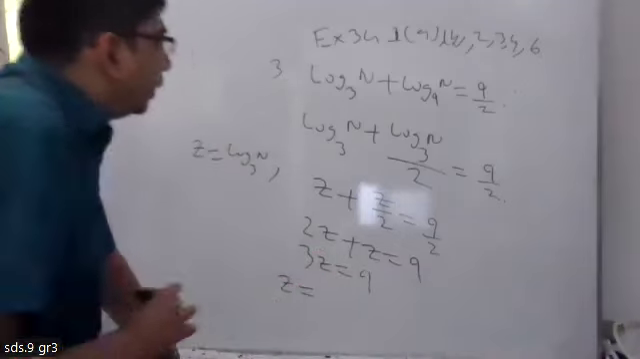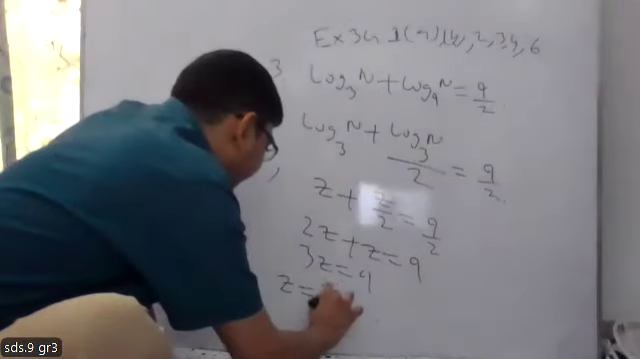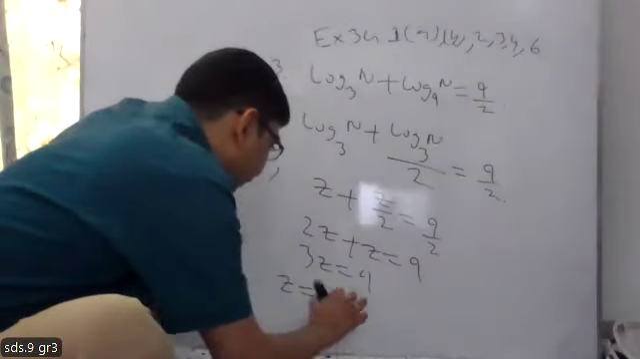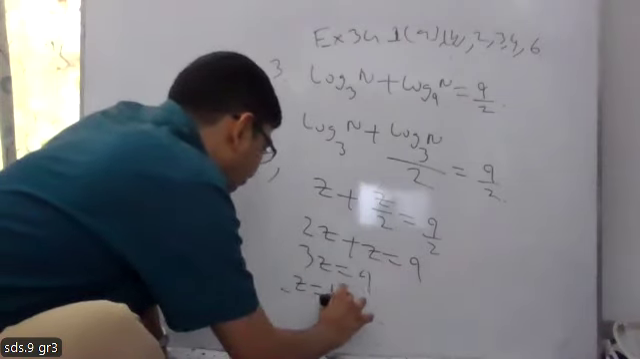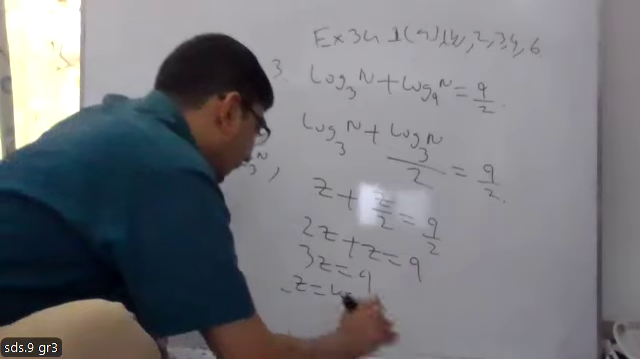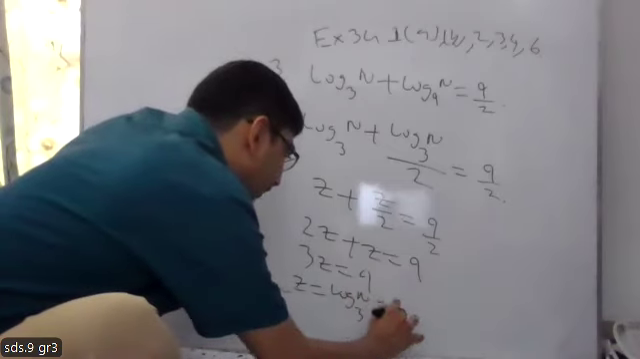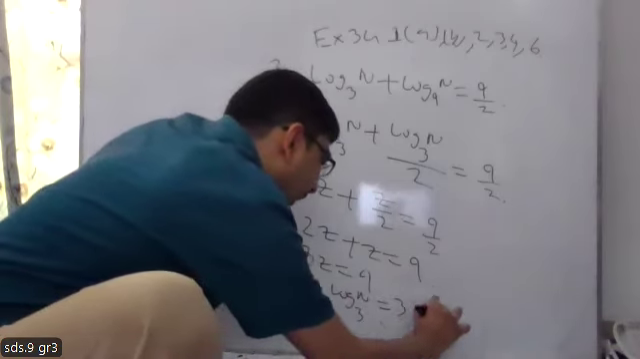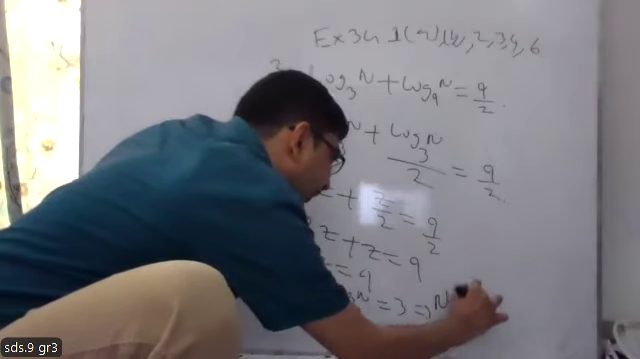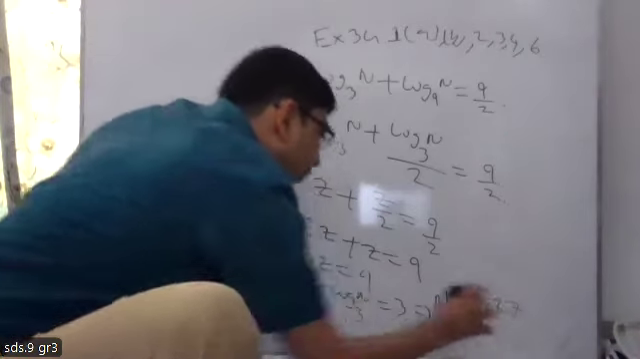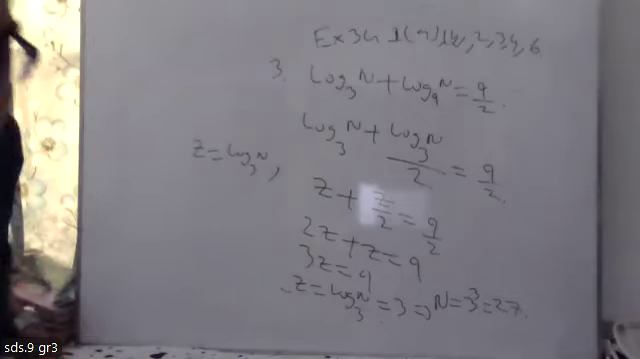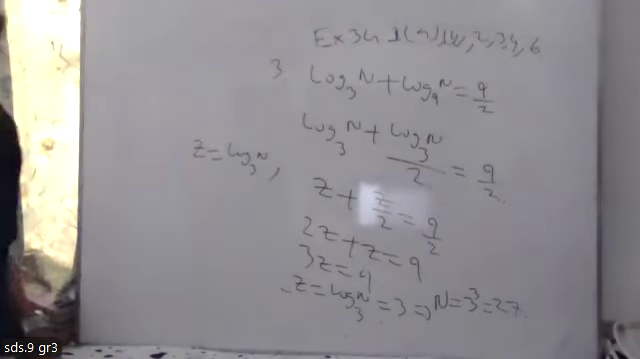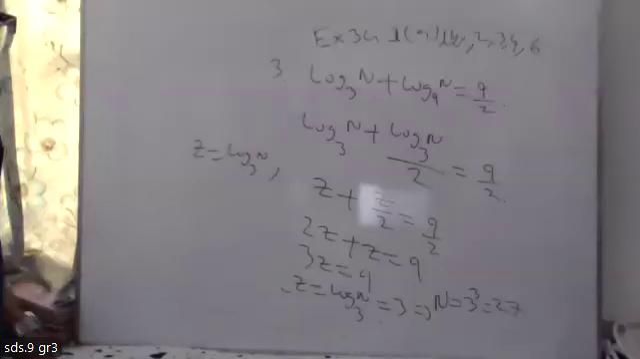Z, which is log n base 3, is equal to 3. So n is equal to 3 cube, which is 27. Yes, Inara, you did it much earlier. Okay. So did you understand, everyone? Ishraq, is it clear?